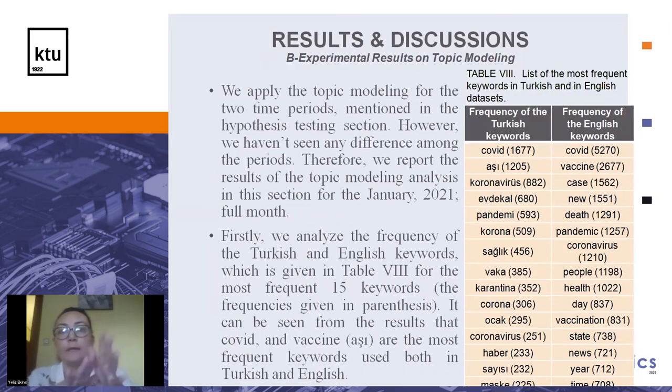The second part of the analysis is based on topic modeling. So we did topic modeling using the Turkish and English tweets. And here we can see the frequency of the Turkish keywords and English keywords. As you can see, COVID is the first one in each column. And then the second one is vaccine, aşı means vaccine in English. So the first two are the same for Turkey and for the rest of the world. The most frequent word in the tweets is COVID, and the second one is vaccine. And then the third, fourth, etc., it changes.